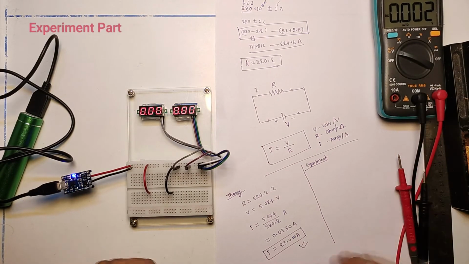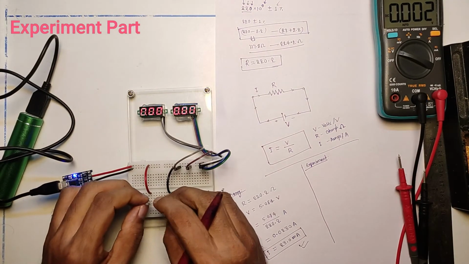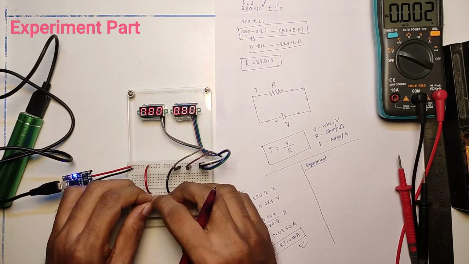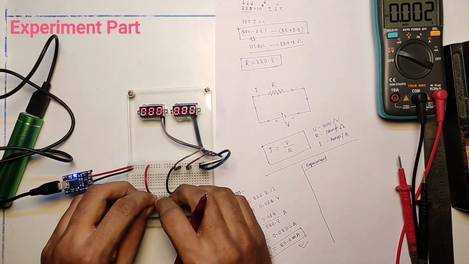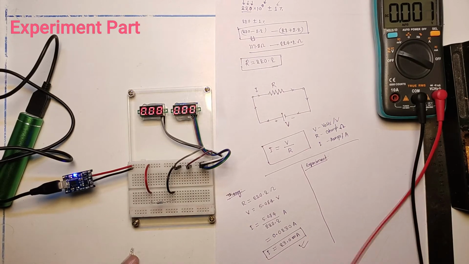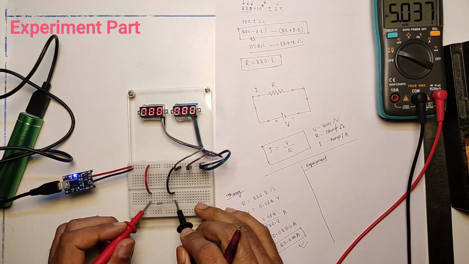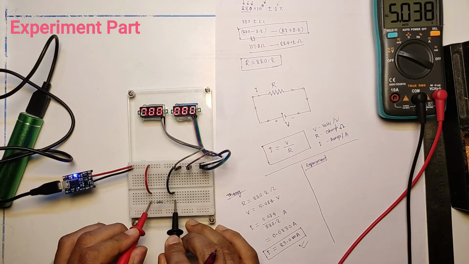So for doing the experiment, we have to connect this resistor here. Okay. So I'll connect it. I have connected it. Okay. We'll measure the voltage again. How much volt is? So voltage is 5.037. It's little fluctuating.